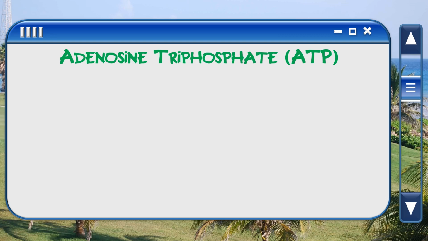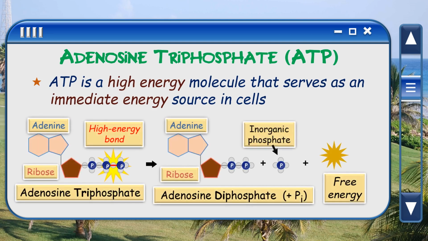Now let us look at adenosine triphosphate. ATP is a high energy molecule, and it serves as an intermediate energy source in the cell. ATP is an abbreviation of adenosine triphosphate, a high energy molecule that serves as an intermediate energy source within the cell.